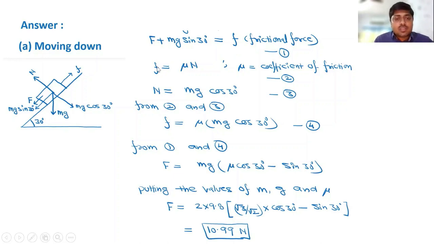And the frictional force, we know, is always equal to mu, the coefficient of kinetic friction, multiplied by the reaction force.